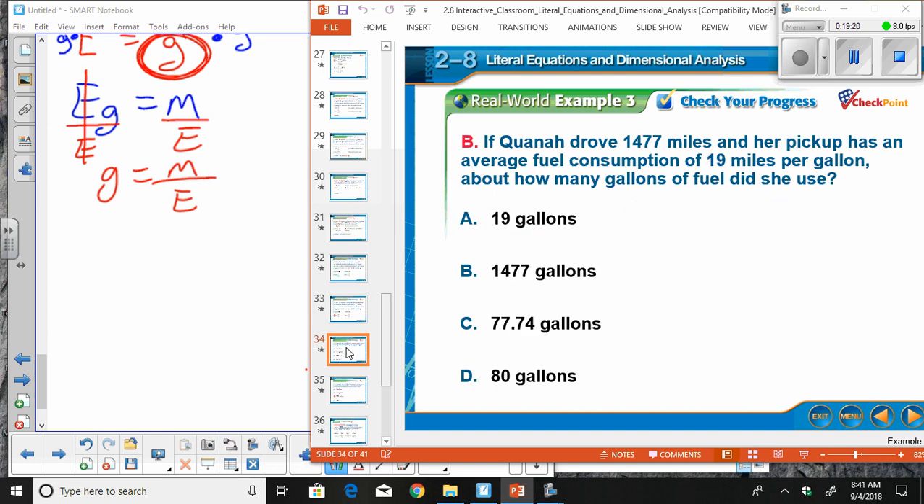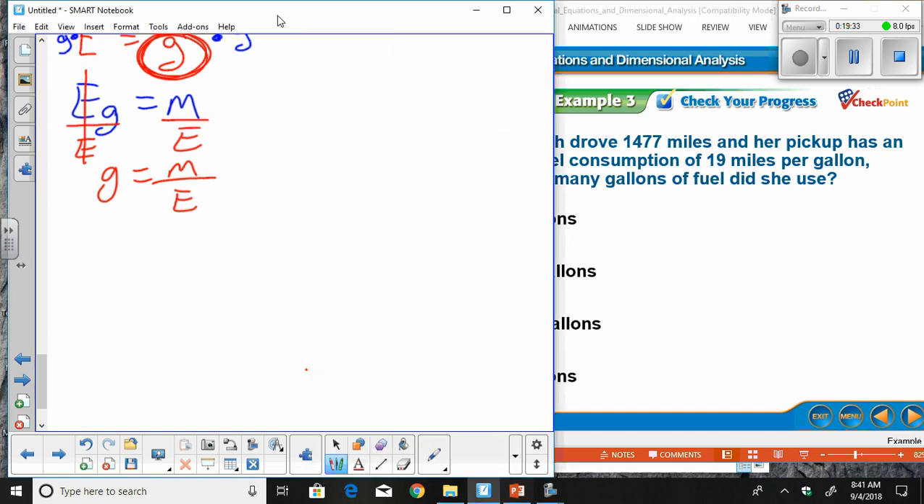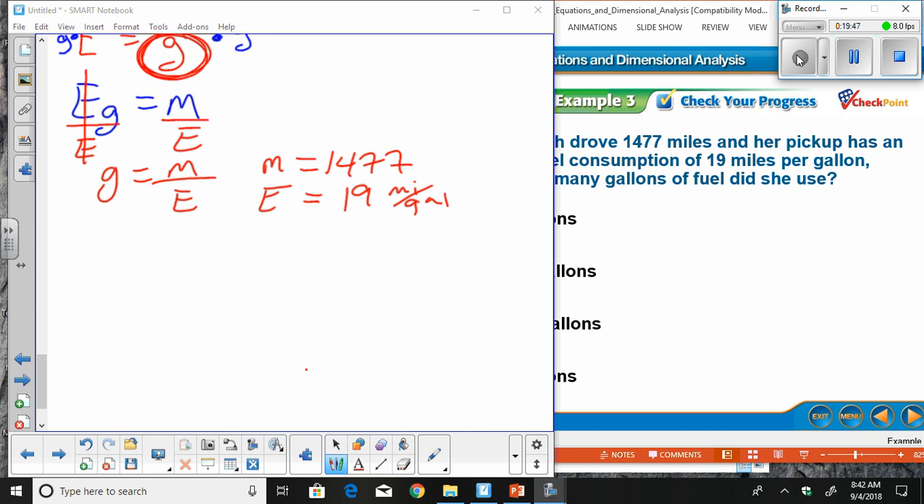And then I go into this. If Quanta drove 1,477 miles and her pickup has an average fuel consumption of 19 miles per gallon, about how many gallons of fuel did she use? So here we have miles is equal to 1,477. And our consumption is 19 miles per gallon. So we put that information in.